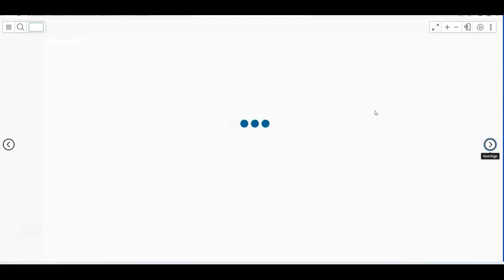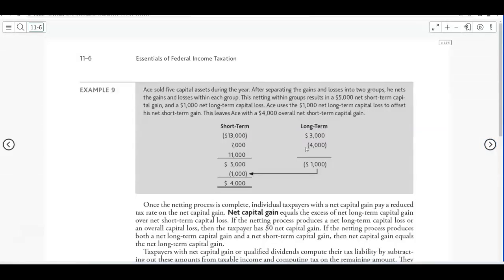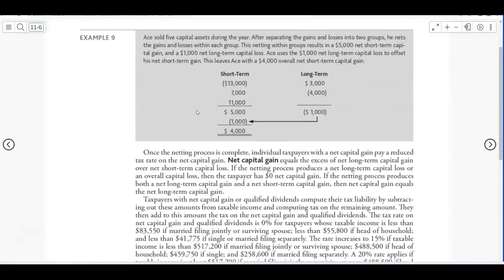So let's keep going, maybe another example. Yes. So here A sold 5 capital assets during the year. 1, 2, 3, 4, 5. So short term is $13,000 loss, $7,000 gain, and $11,000 gain. Let me see where that 11,000 is coming from.